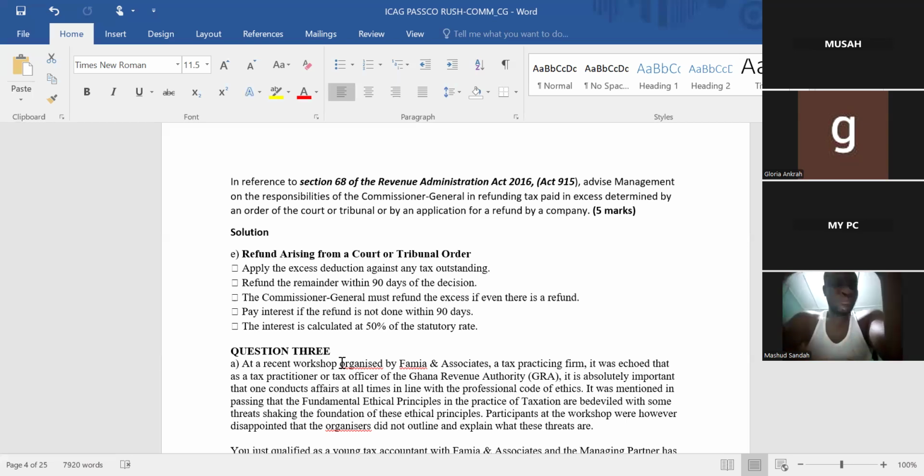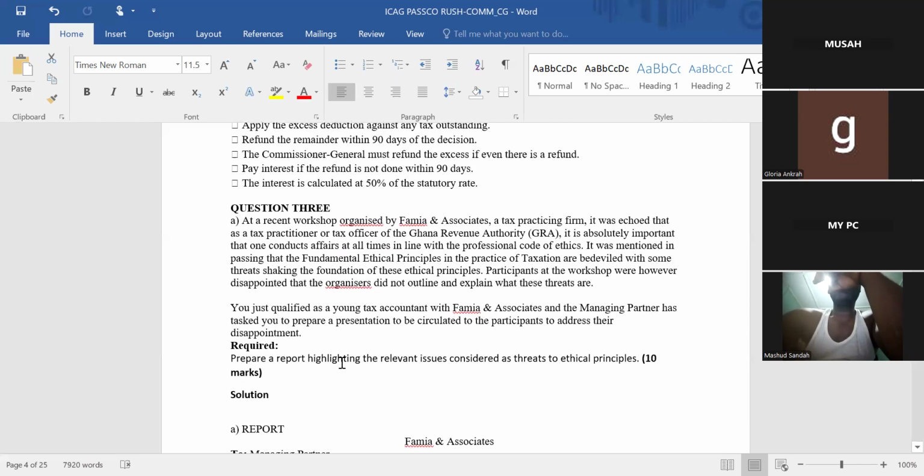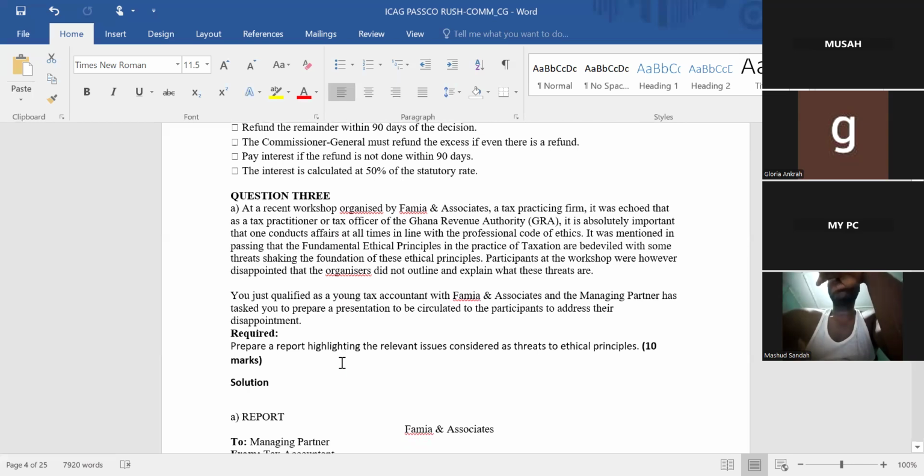So you have to apply to the Commissioner General, and if it is established after the tax audit that there is a refund to be paid, the Commissioner General must pay within 90 days. The Commissioner General must refund the excess, and if they fail to pay within the 90 days, interest must accrue. That is what we were supposed to write in respect of this particular question, for 5 marks.